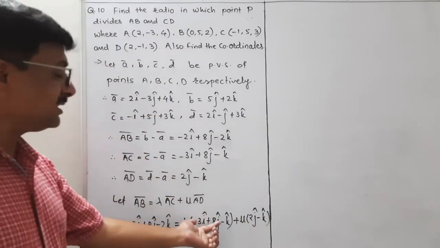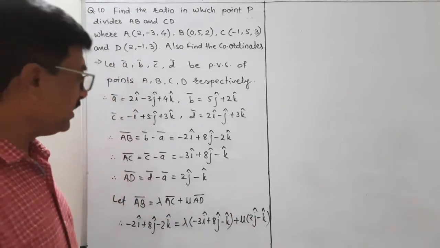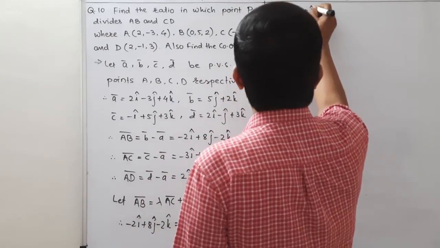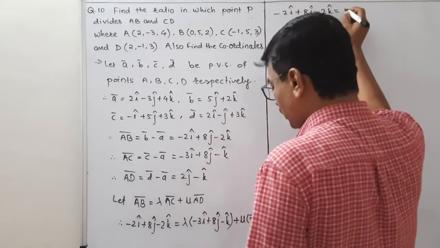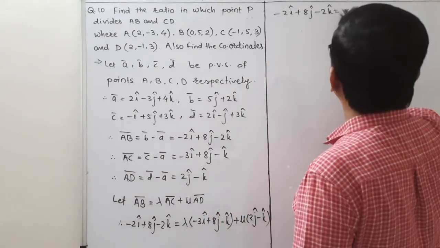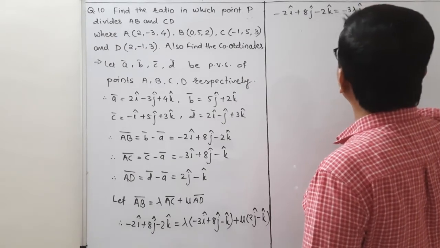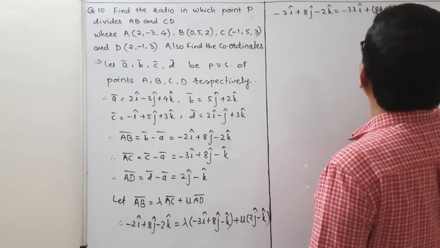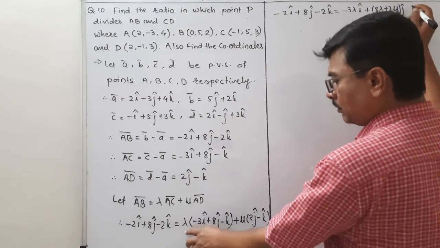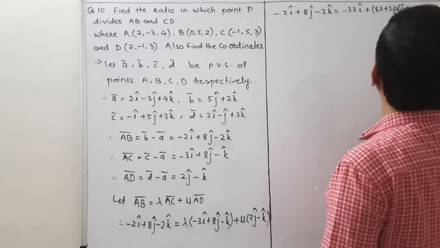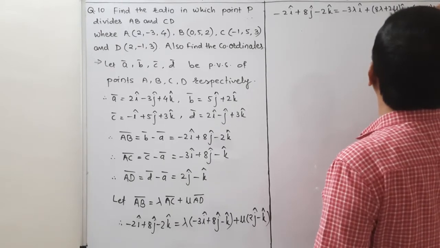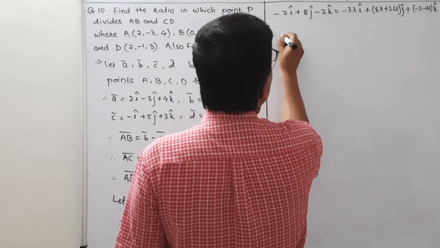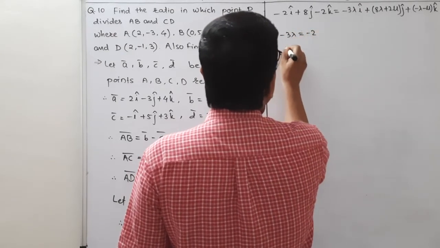ठीक है. अब इस ब्रैकेट को लैम्बडा से और इस ब्रैकेट को म्यू से मल्टीप्लाई करो तो ये बनेगा -2i cap + 8j cap - 2k cap = देखो, (-3 lambda) into i cap + (8 lambda + 2 mu) into j cap and (-lambda - mu) into k cap. अब LHS और RHS कंपेयर कीजिए तो आपको मिलेगा therefore -3 lambda = -2, तो lambda is equal to आएगा 2/3.